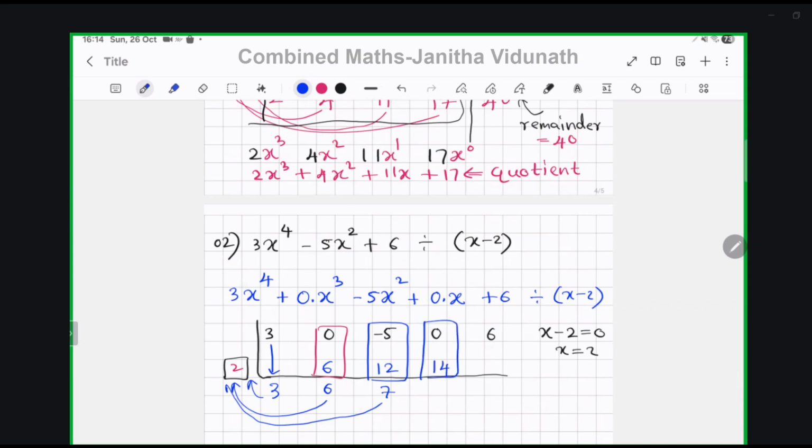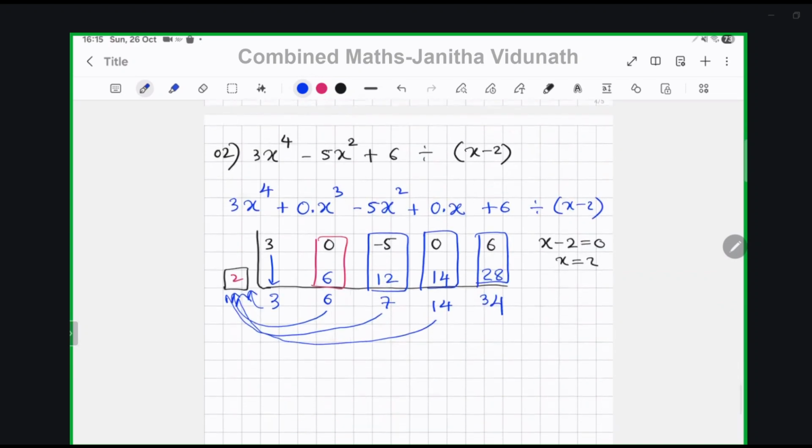That means 0 plus 14 is 14. Then we need to multiply the 14 with 2. That means 28, and pass this number to the next column. Then we need to add those two numbers inside the last column. That means 6 plus 28 is 34. Then from the bottom row, the last number is our remainder. The other numbers are the numbers of the quotient.